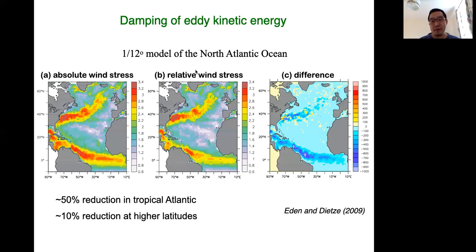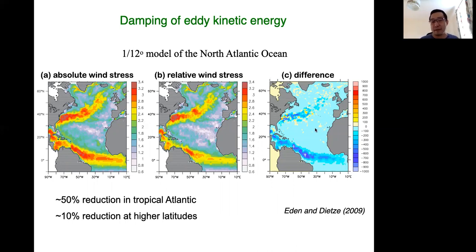So this is Carsten Eaton's work, and Carsten actually was also a postdoc in Dal, working with Richard. So from his work, the panel on the left shows the eddy kinetic energy in his model when the model used absolute wind stress, and panel B here shows the eddy kinetic energy when the model is forced using relative wind stress, and panel C is a difference, so that's B minus A.